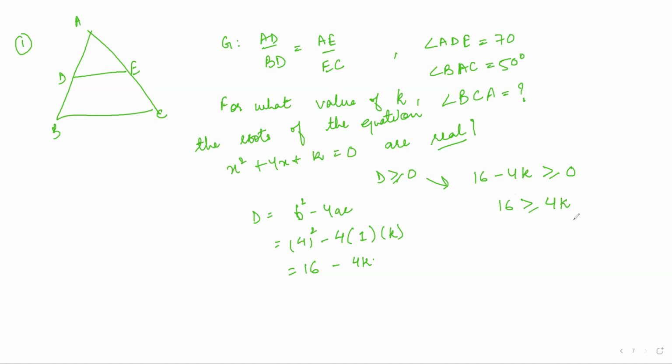That's how we do it. Then 4 will be in division. That means 4 will be greater than or equal to k, or we write it as k is smaller than or equal to 4. So for this value, if k is smaller than or equal to 4, then this equation will have real roots. That's how we do it.